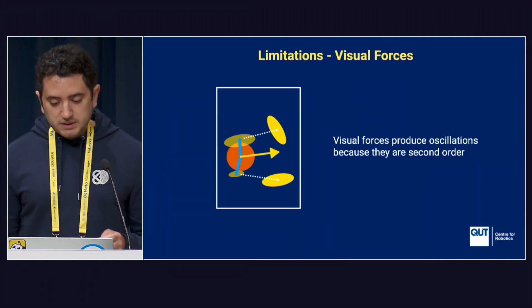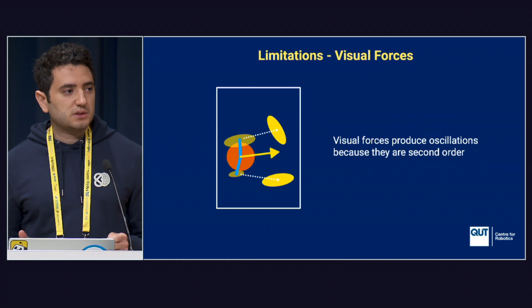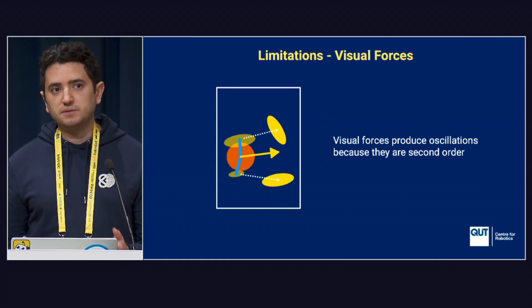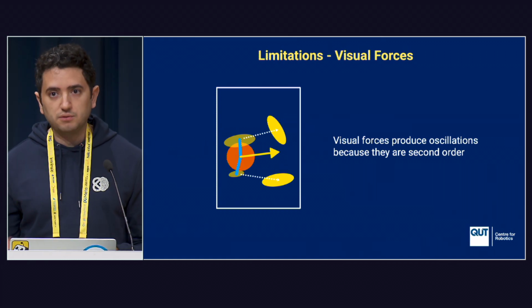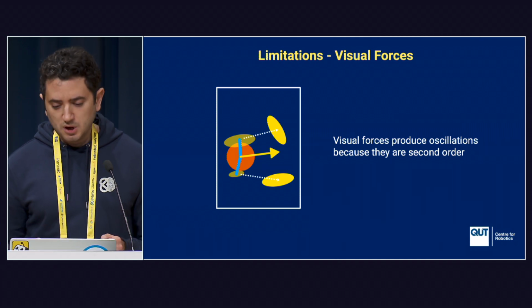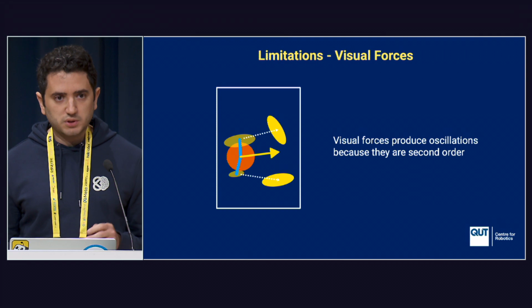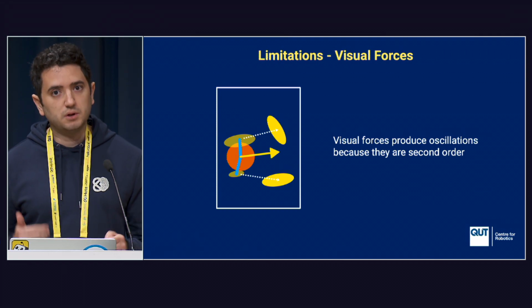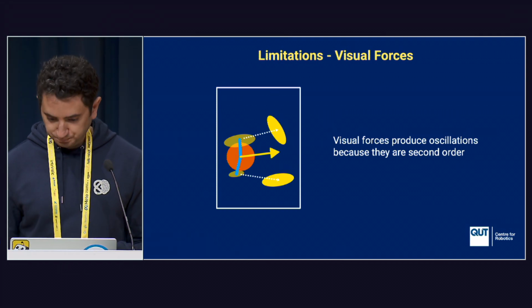Lastly, we distill the corrections into visual forces, and this makes our system very simple to implement because the physics engine does not need to know about the rendering pipeline. But because of the second-order nature of the forces, we get some oscillations in the objects. So some tuning has to occur to minimize the oscillations, but also increase the tracking accuracy.